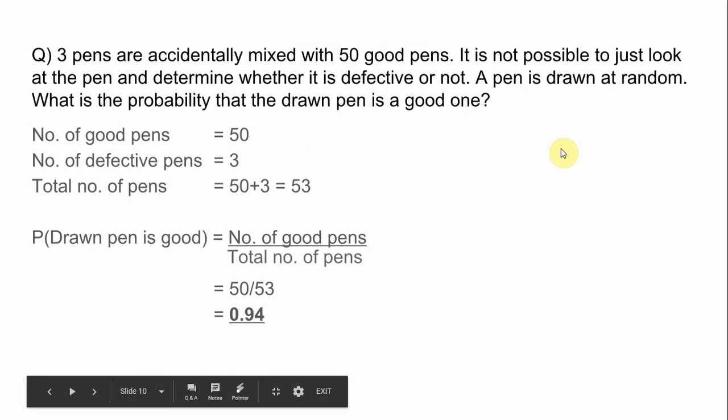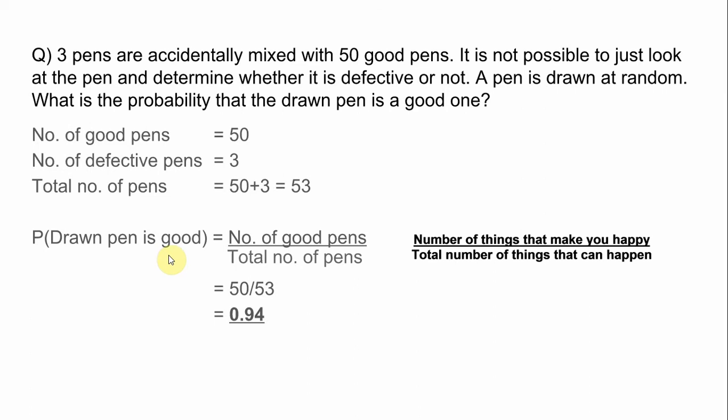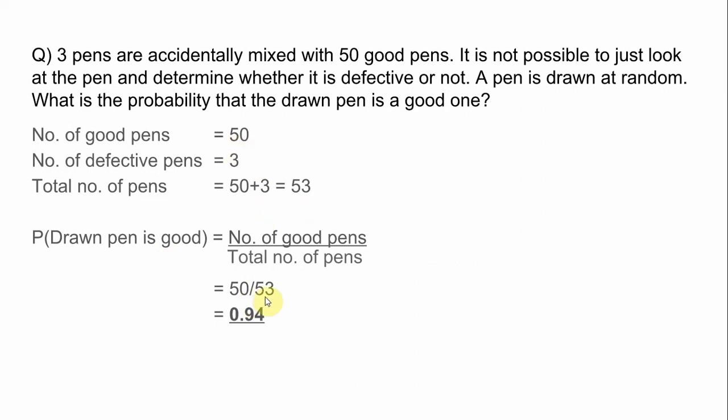Read the question carefully. What do we have here? Number of good pens is 50. Number of defective pens is 3. The total number of pens, therefore, is 53. This is our sample space. What is the probability of drawing a good pen? Number of good pens divided by number of total pens: 50 by 53, 0.94.